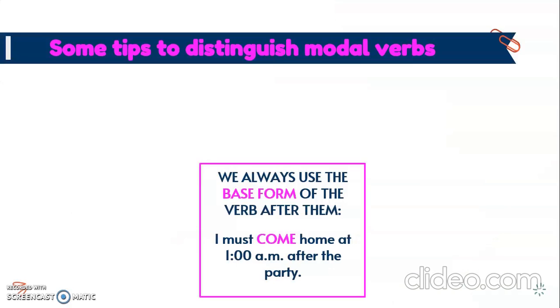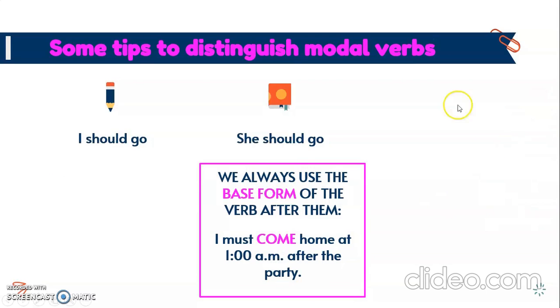There are some tips that we can use to distinguish modal verbs from all the other verbs. First one is that we use modal verbs conjugated the same way for all the subjects. For example, I should go, she should go. Notice that we do not add an S. We use the same form for all the subjects.